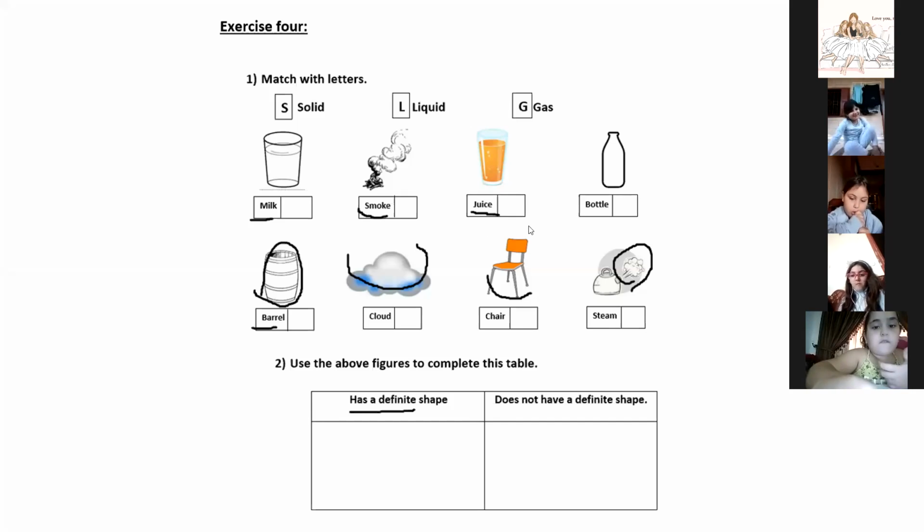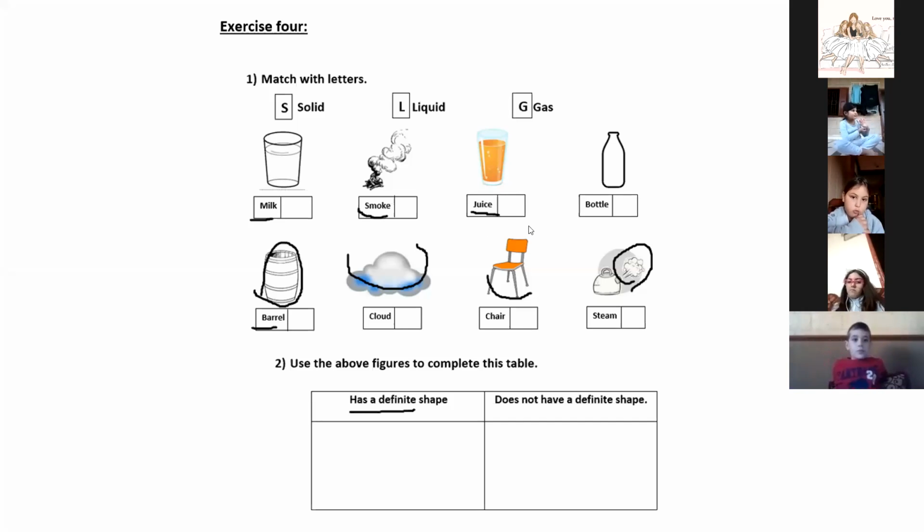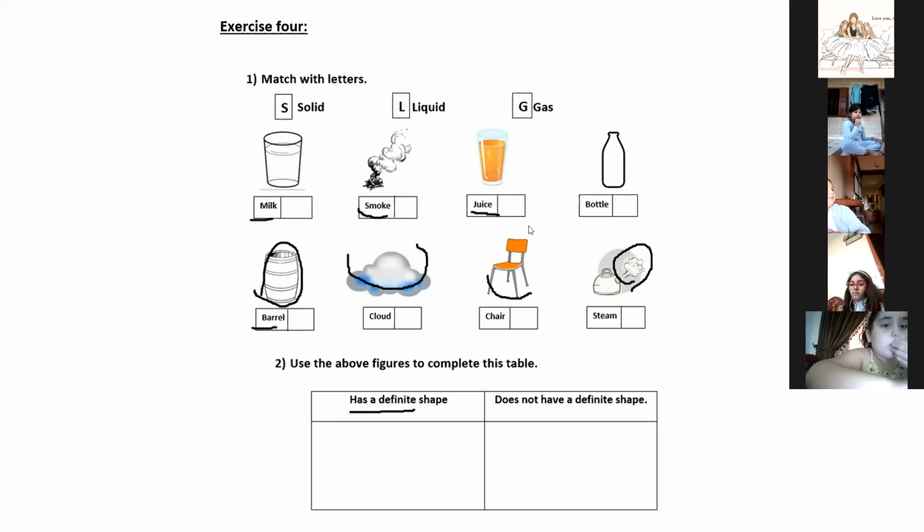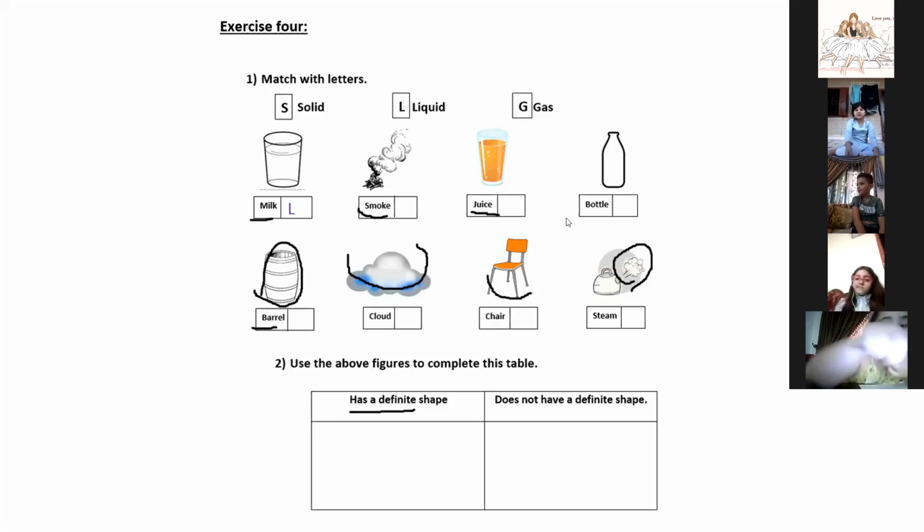The first picture. Mughni, what can you see? Tell me what the letters are. Milk. So is it solid, liquid, or gas? Solid. Liquid, sorry. Milk is liquid. Thank you.